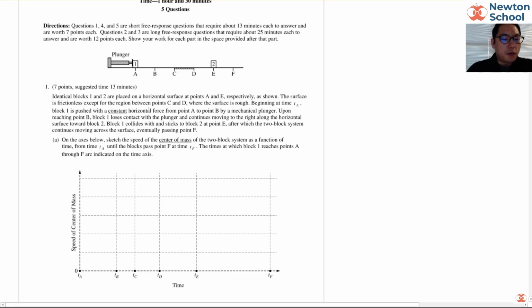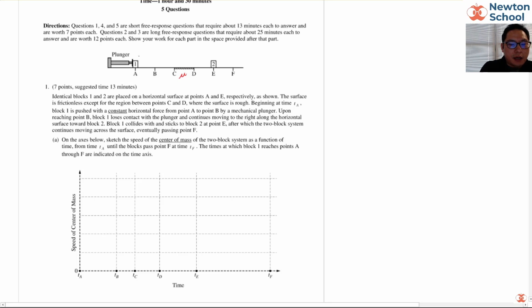So, identical block 1 and 2. There are two blocks placed on a horizontal surface at points A and E. The surface is frictionless except for region C and D, so between C and D we will have friction there. I'll just write mu. And beginning at time TA, block 1 is pushed with a constant horizontal force from A to B.